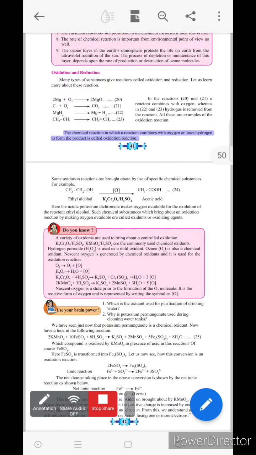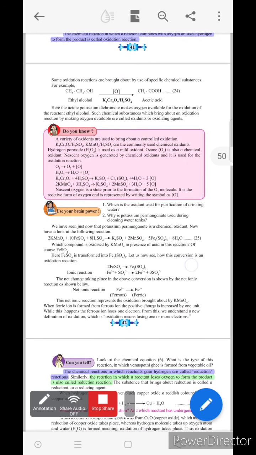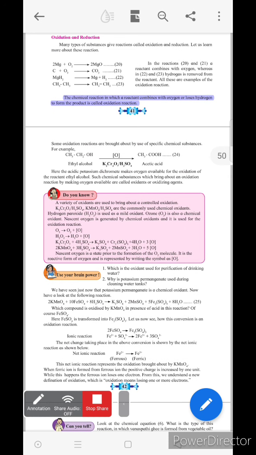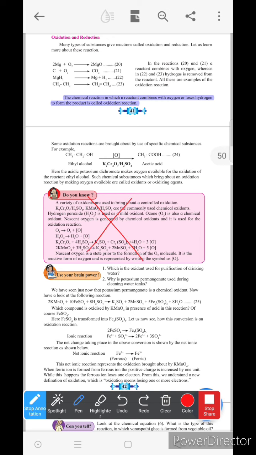The next page, page number 42. Again the pink color box. Do you know? This box is removed, and below that there are 2 questions. Use your brain power. These 2 topics are removed.